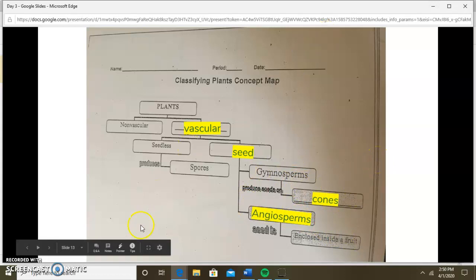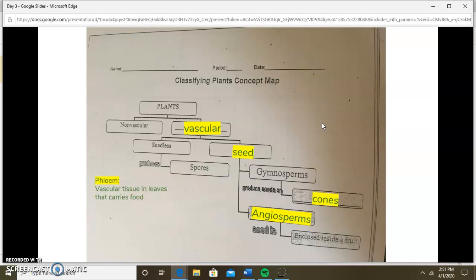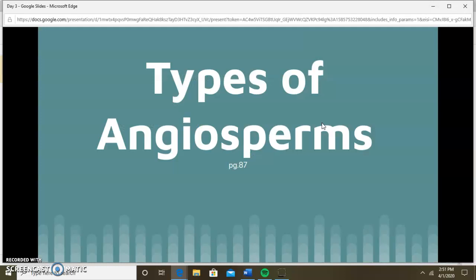Now, I do need a couple things. We're going to have a couple things written over here. So the first one is phloem. Phloem is vascular tissue in leaves, and that tissue helps carry the food all around the plant. Make sure you know what that is. And then xylem. Xylem is vascular tissue in stems that carries H2O, which is water, and materials. So you have phloem that carries food, and you have xylem that carries H2O and other materials. And that is that for classification of plants.